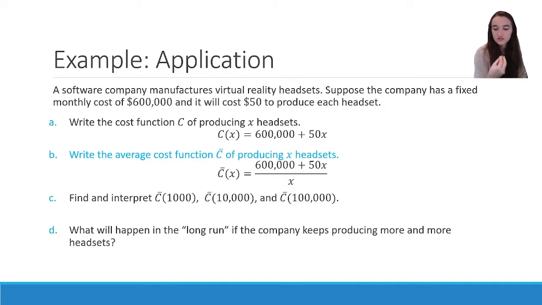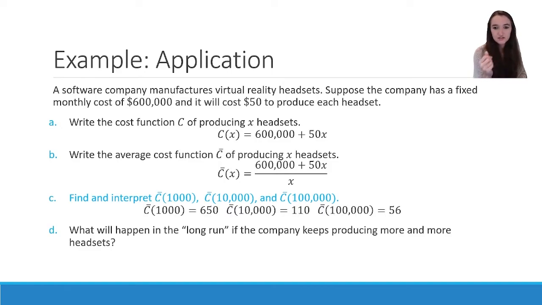So our average cost is $600,000 plus 50X all over X. And that's generally how your average functions are going to work in problems like this. Now, if I'm going to find any particular value, all I have to do is plug them in. So I'm not going to go through the plugging in step, but I will talk about the interpretation of these. So I plug in 1,000, 10,000, 100,000, I get 650, 110, and 56.